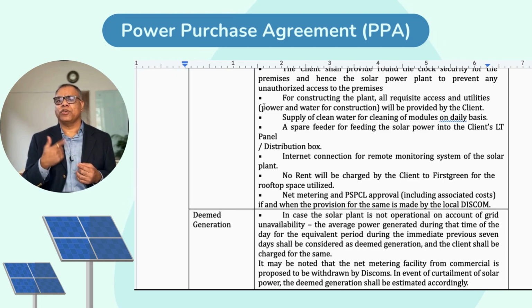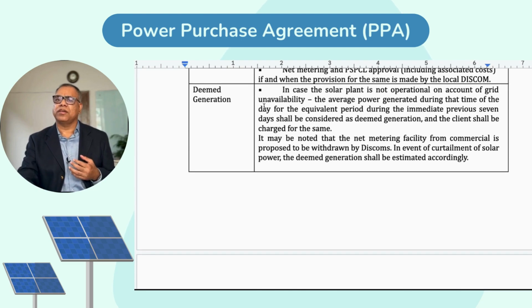One more responsibility we should not forget is, if it is a revolving letter of credit, then he has to maintain the letter of credit throughout the PPA duration. So these are typical requirements. One more requirement of the PPA term is the deemed generation.